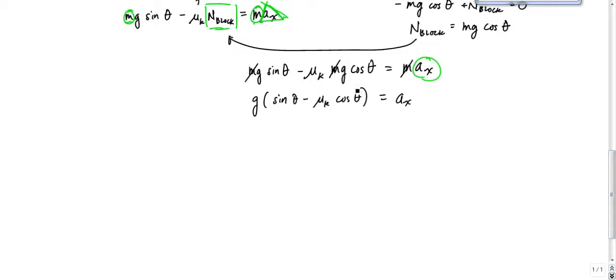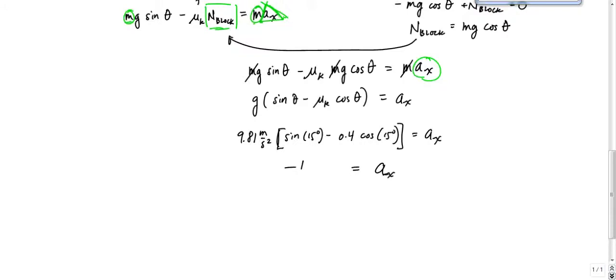And this acceleration, if I now plug and chug some numbers, will be 9.81 meters per second squared times the sine of 15 degrees minus 0.4 times the cosine of 15 degrees. Let me make that a bracket, which is equal to the acceleration in the x. This acceleration in the x comes out to AX is minus 1.25 meters per second squared.